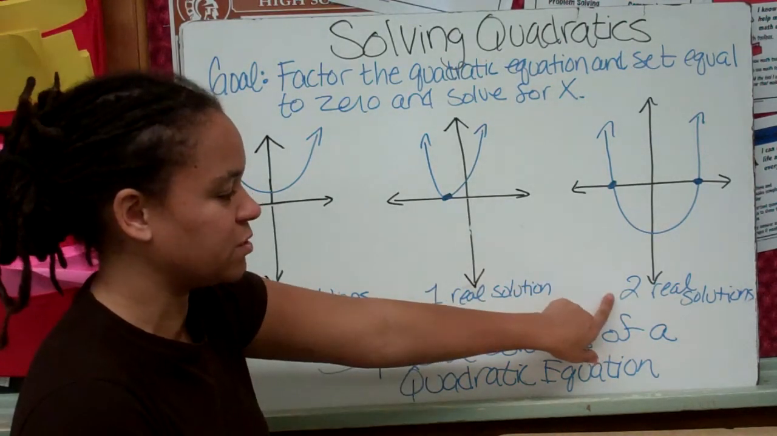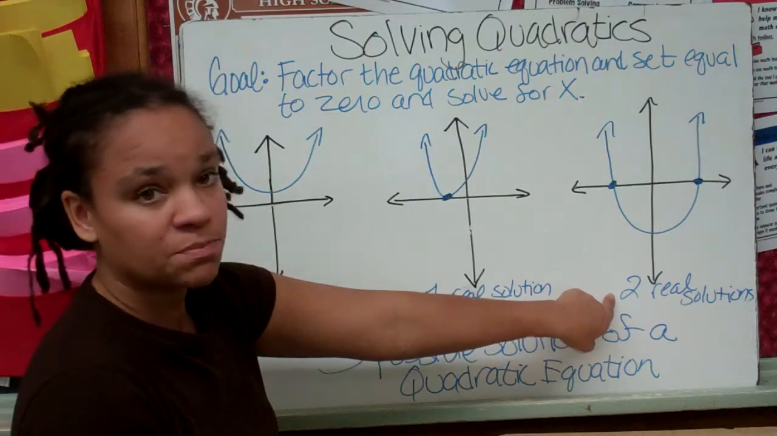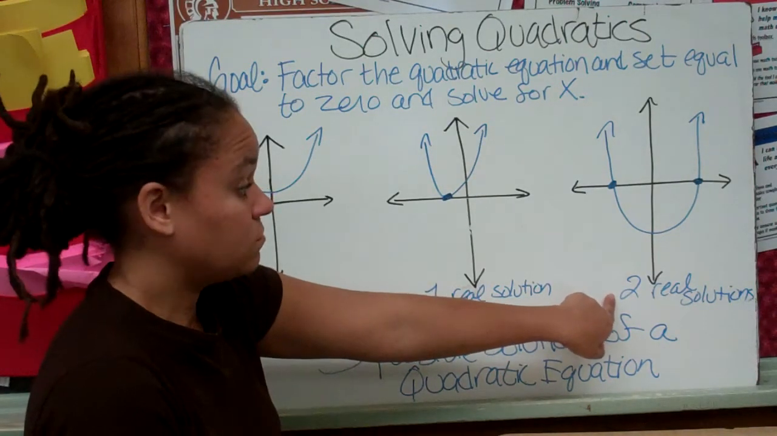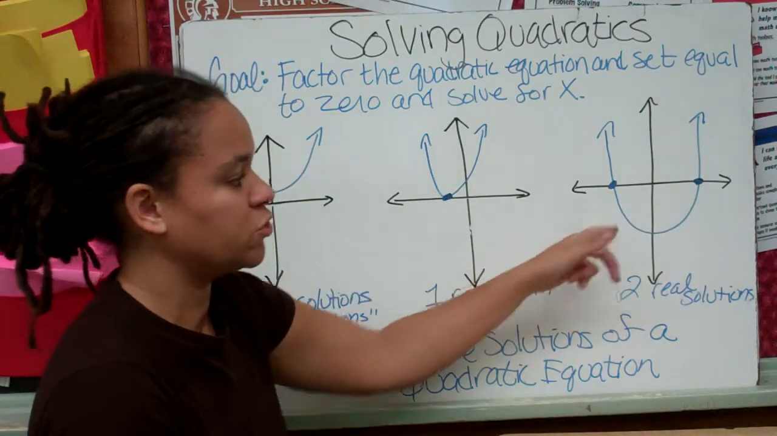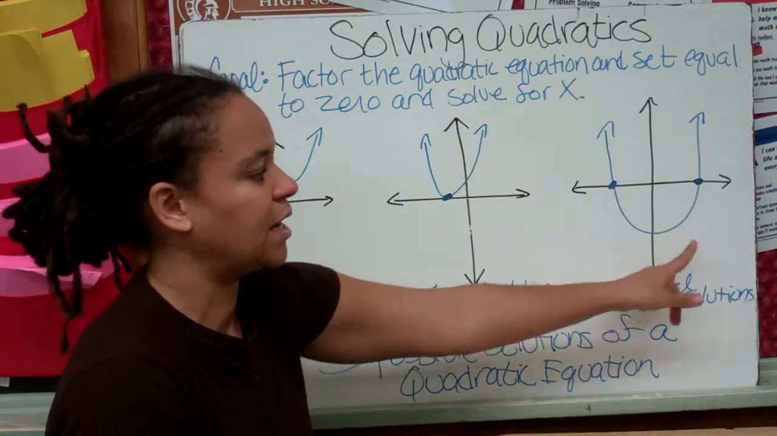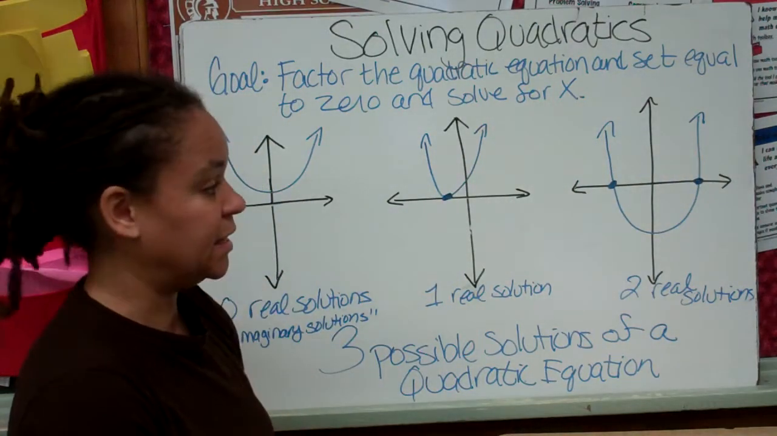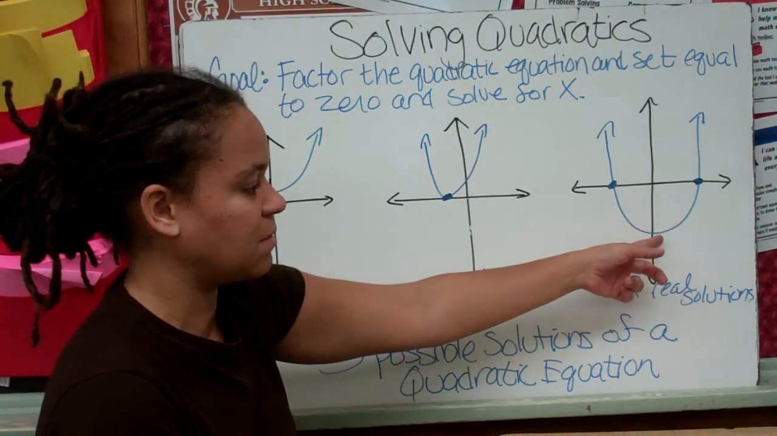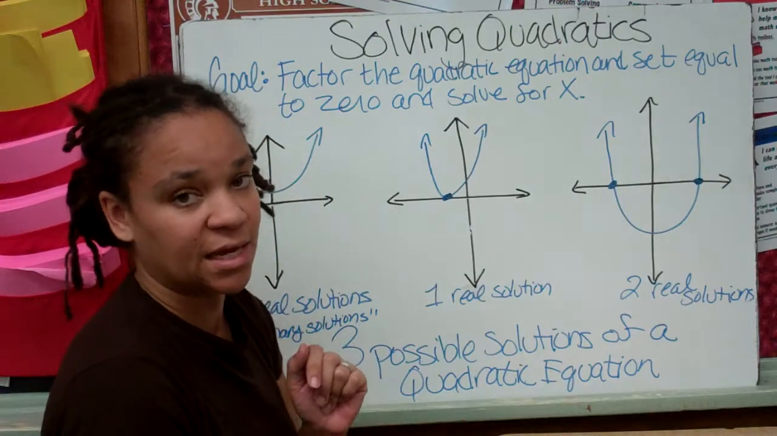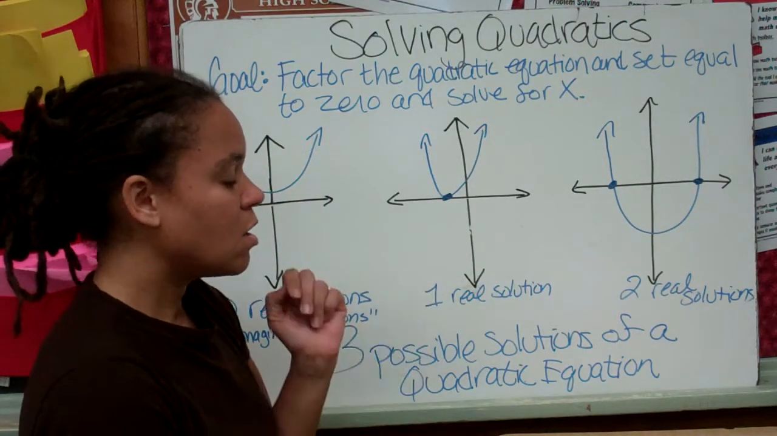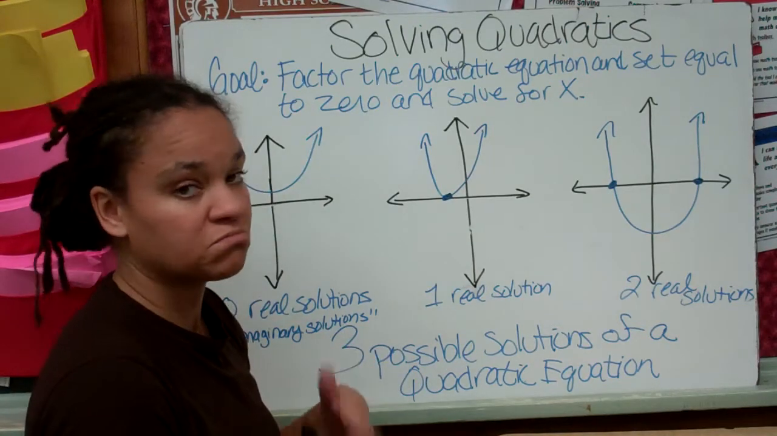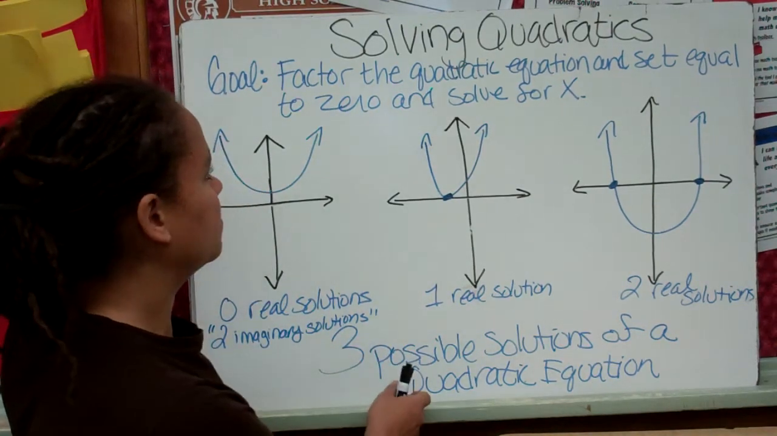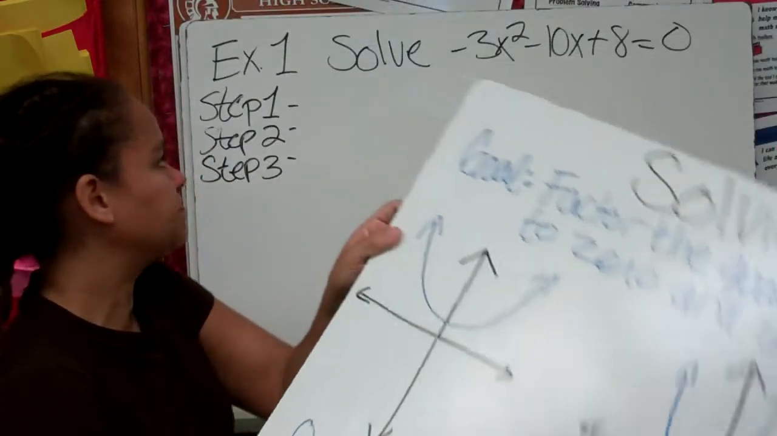Or we could have 2 real solutions. This is the most popular answer, where we have 2 solutions. It usually crosses the x-axis, at 1 point hits a minimum or a maximum, in this case a minimum, and then crosses the x-axis again. 2 real solutions. Also remember, we call solutions zeros or roots, all the same. Okay, so let's look at some examples.